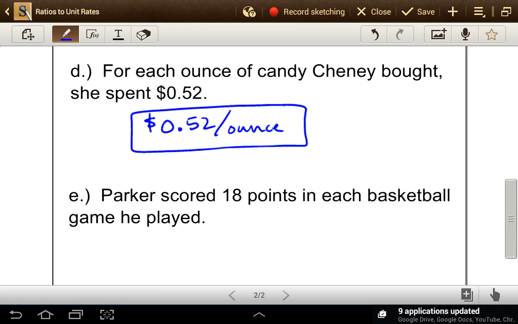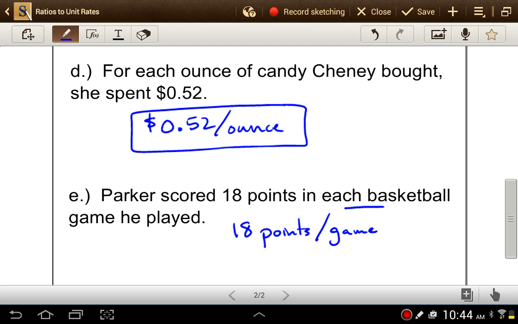E, Parker scored 18 points in each basketball game he played. So he's got 18 points per game. And notice that slash stands for the word per.